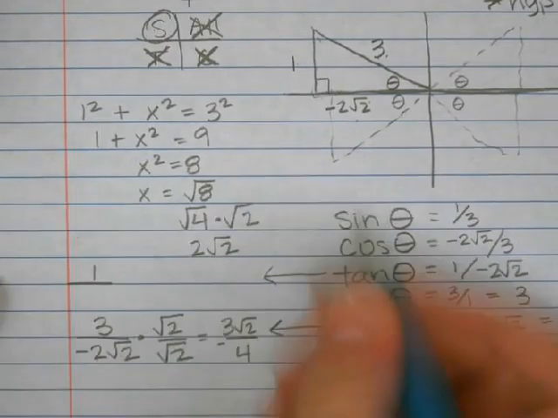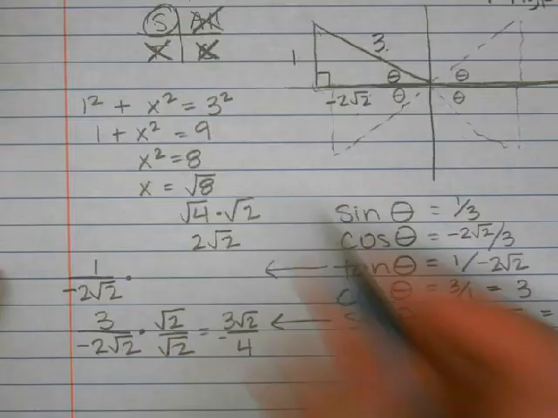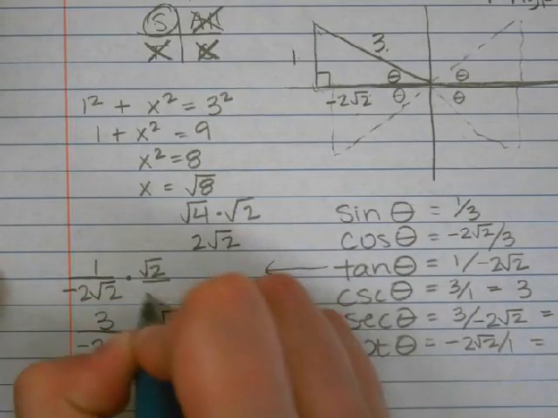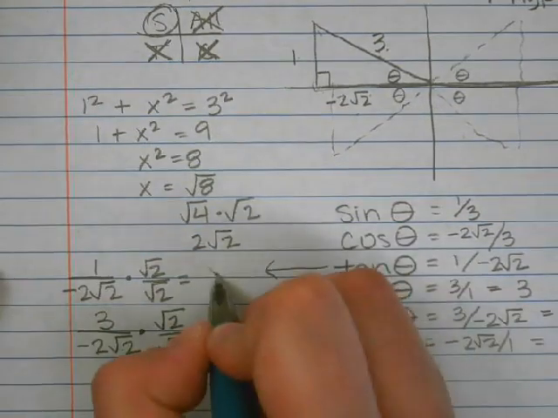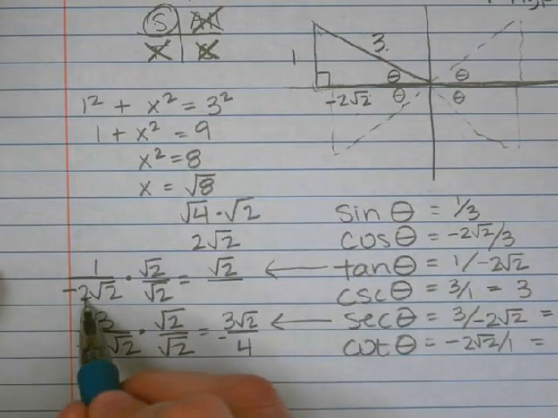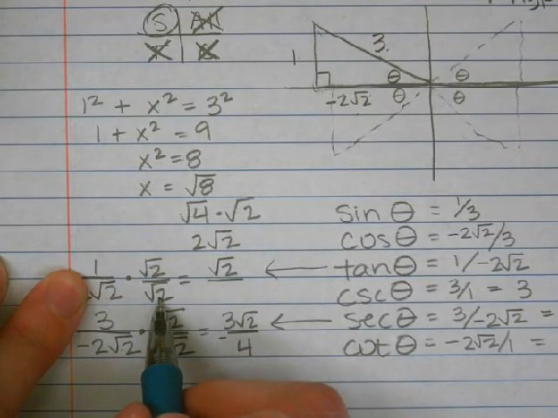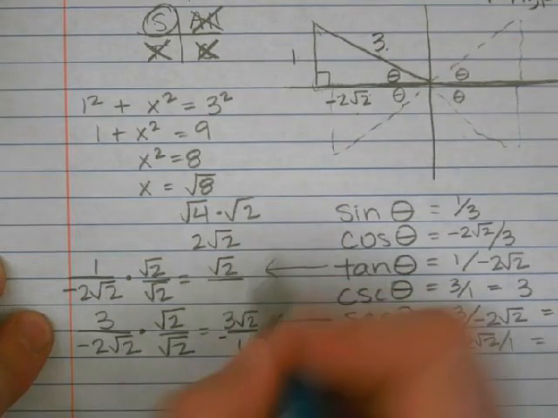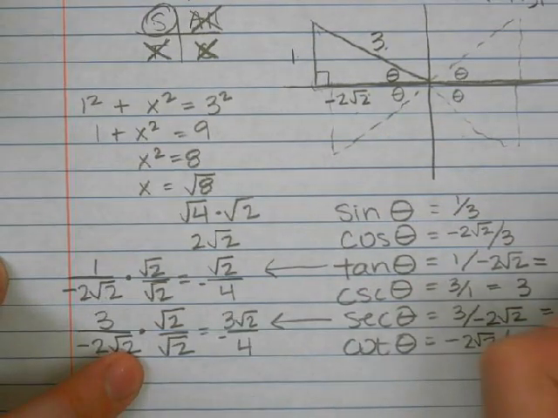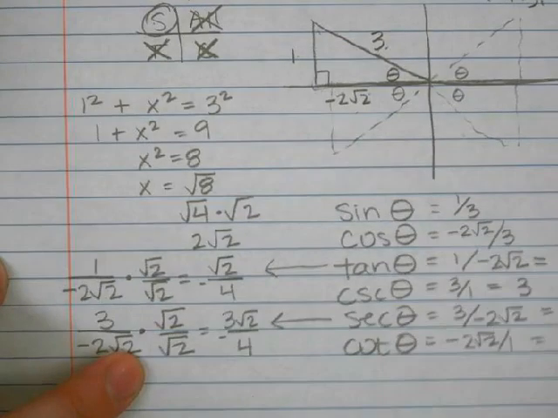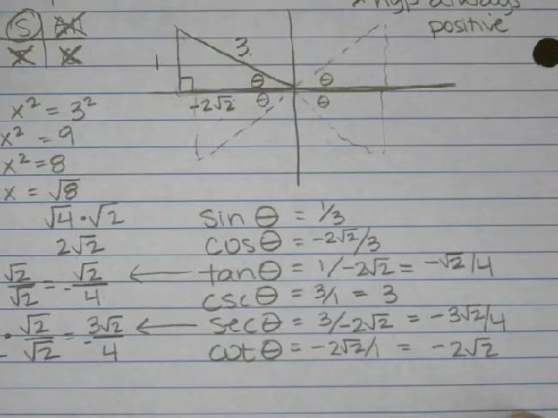So 1 over negative 2 square root 2. I can multiply that by square root of 2 over square root of 2. And so that gives me 1 times the square root of 2 is just square root of 2. I've got this negative 2 right here. Root 2 times root 2 is just 2. So I have this 2 times 2 is 4, and that was a negative. So that simplifies to be negative square root of 2 over 4. So there are all of my trig ratios, right?